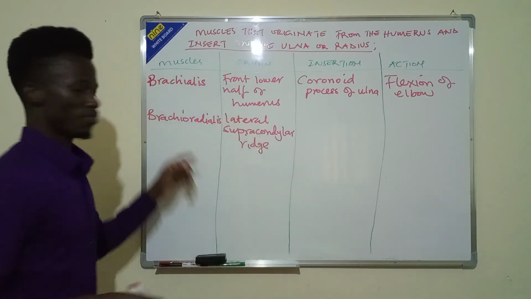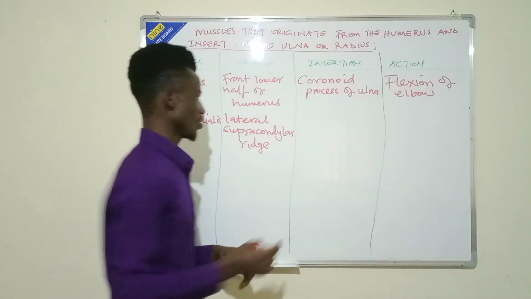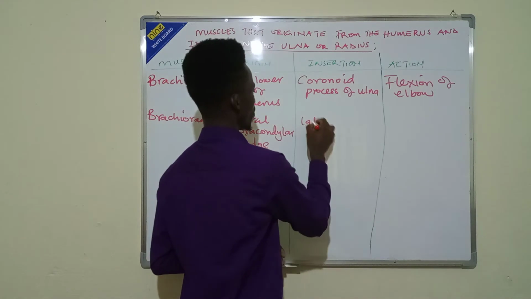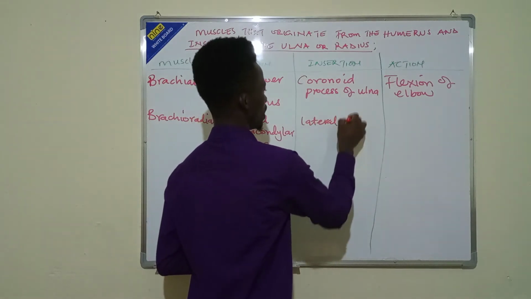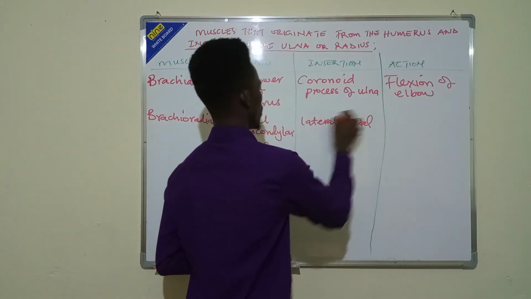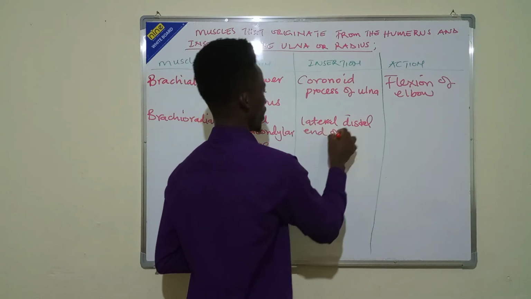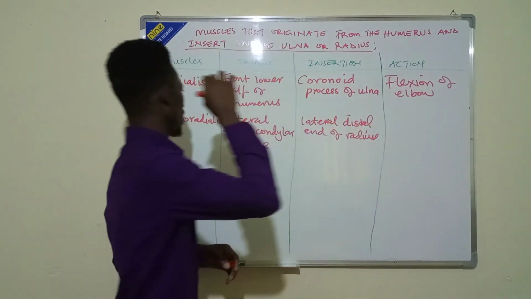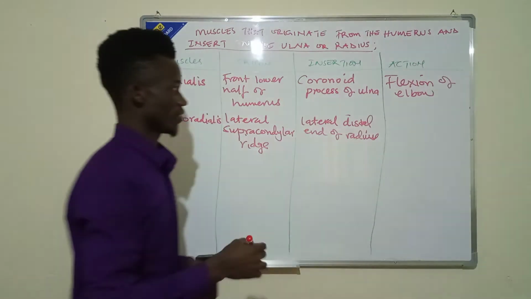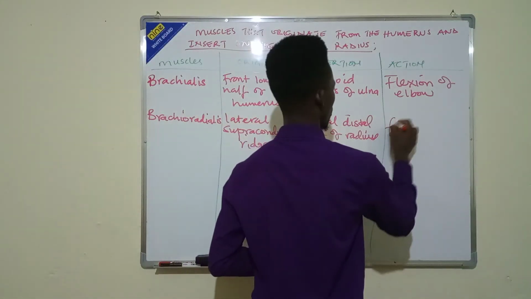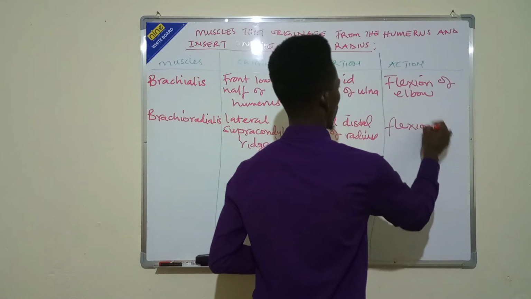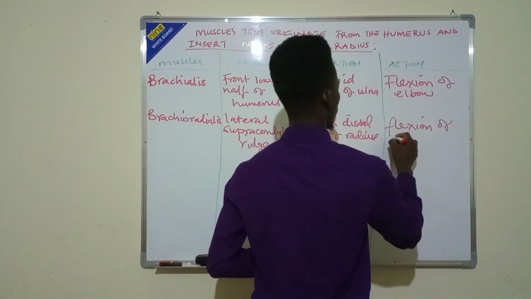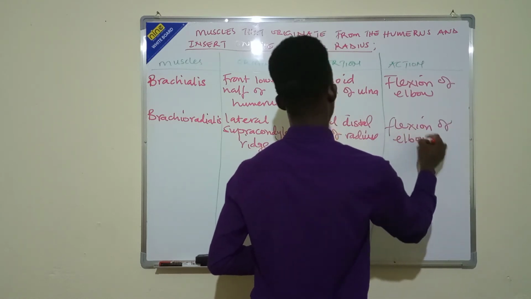And where does it insert to? Brachioradialis makes its insertion onto what we call the lateral distal end of the radius. And what's the action of this muscle? The brachioradialis muscle is very important in flexion of the elbow.